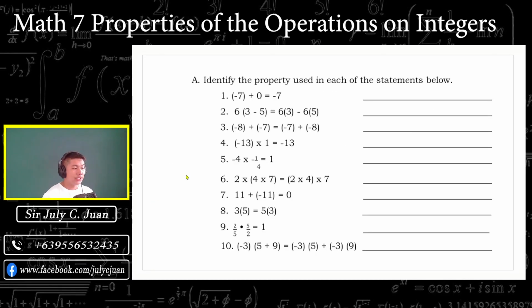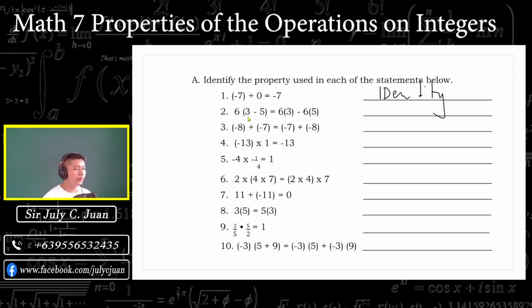Next, so let us try to identify the property used in each statement below. The first one is negative 7 plus 0 equals negative 7. Ano kayang property ang involved dyan? Okay, so tama. That is identity. Okay? Identity property kasi the given number ay result is the given number itself.